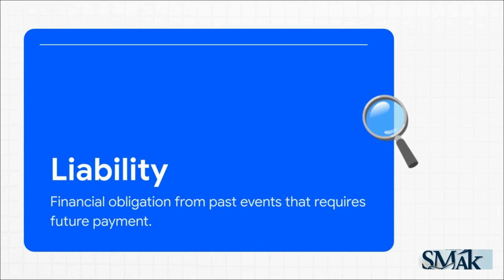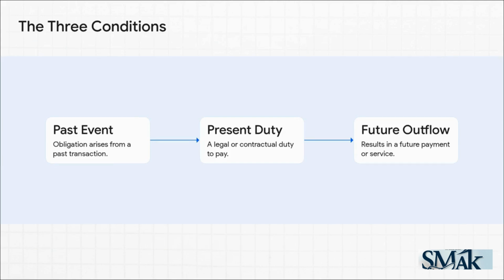But you can't just slap any future expense on the balance sheet. The accounting world is way more rigid than that. Notice the strict rule of three. An obligation literally has to hit every single one of these steps to officially become a liability on a balance sheet. First, it must arise from a past transaction or event, like, say, receiving goods on credit. Second, it's got to create a present, legal, or contractual obligation to pay. And third, it has to result in an actual future outflow of cash, goods, or services. If you're missing even one of these, it just doesn't make the cut.